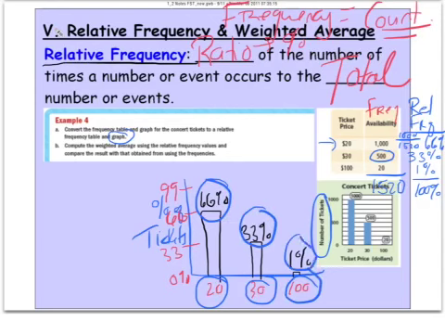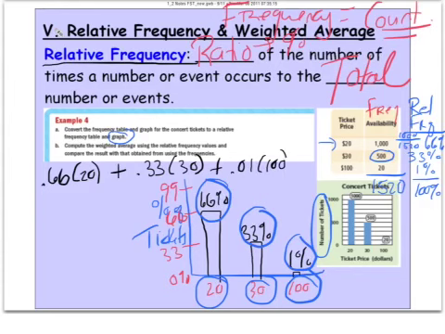So what I would do is say I have 0.66 of the $20 tickets plus 0.33 are $30 tickets plus 0.01 is a $100 ticket. And if you compute those in the calculator and add them up, you are going to get that the average ticket price is $24.34, which is exactly the same thing.